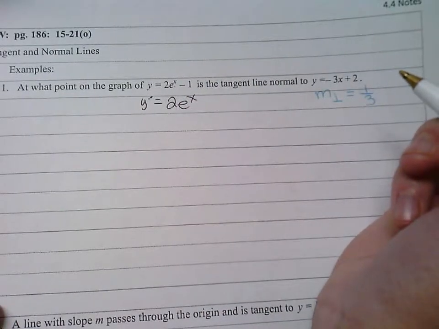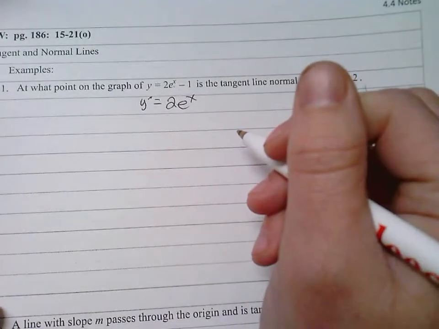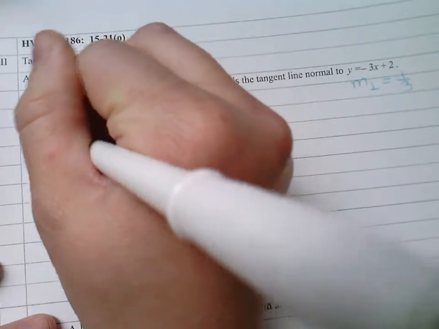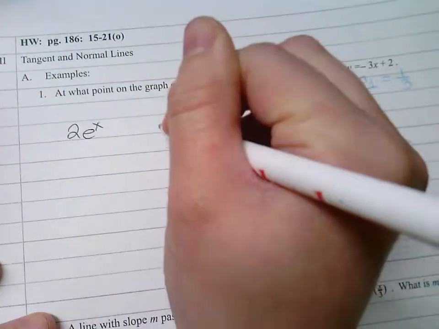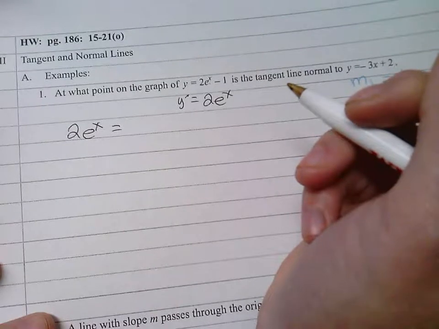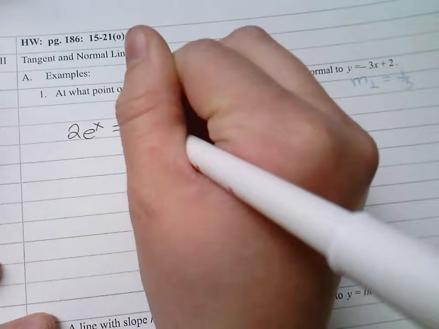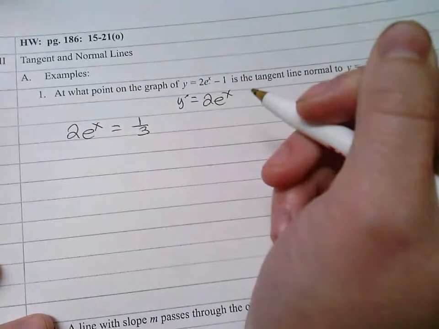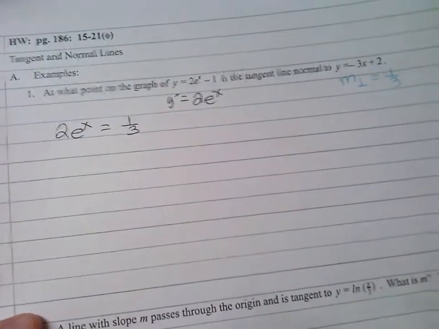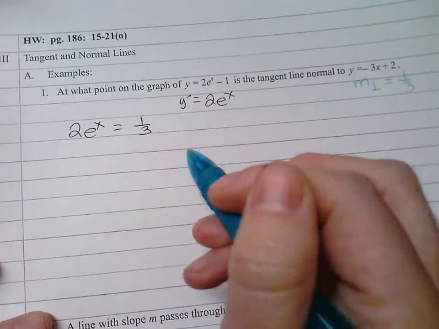Now I'm going to set my slopes equal to each other. So I'm going to have 2e to the x equals 1/3. I'm going to isolate e to the x by multiplying by 1/2. You can divide by 2, but I'm just multiplying by 1/2 because I see a fraction on this side.